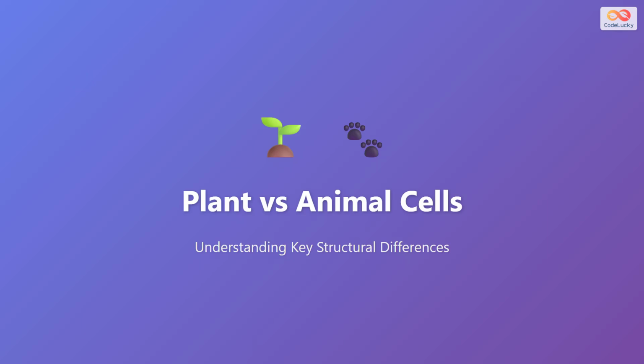Welcome to this lesson on plant versus animal cells. Today, we're going to explore the key structural differences between these two fundamental types of cells. Understanding these differences will help you appreciate how plants and animals are uniquely adapted to their different ways of life. Let's dive in and discover what makes each cell type special.